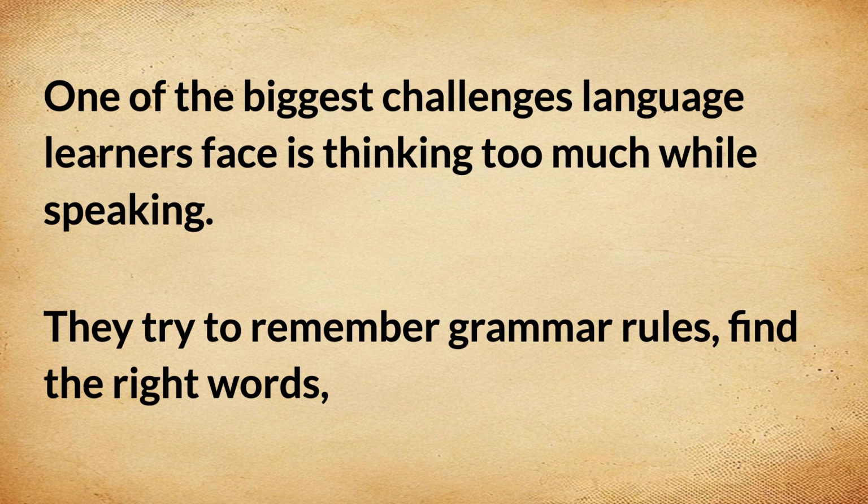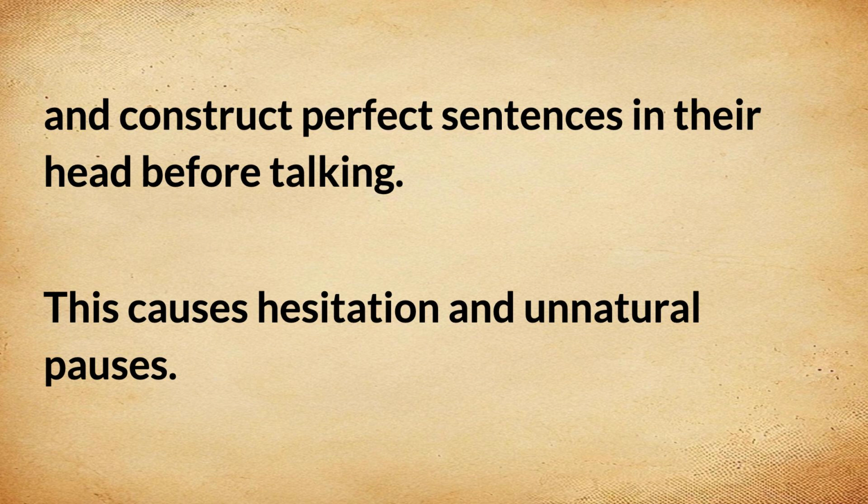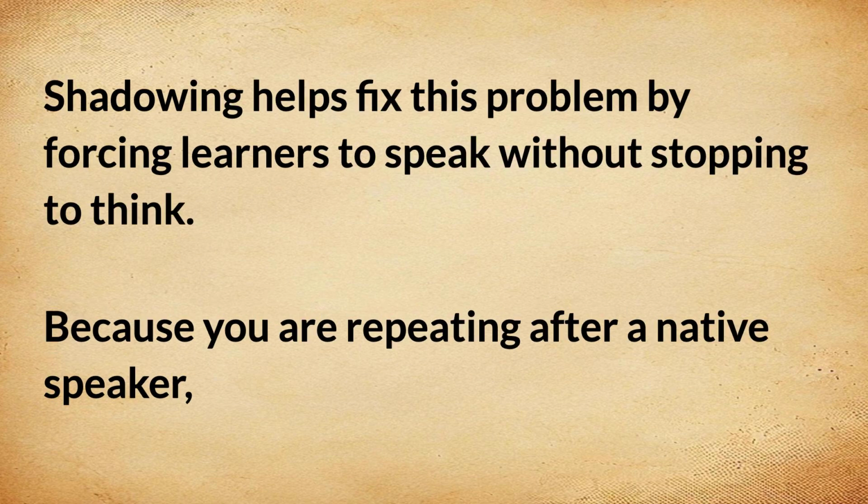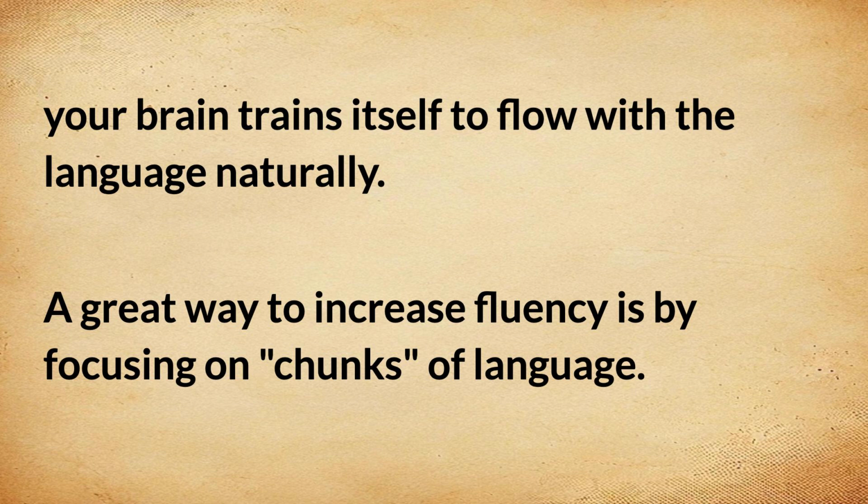One of the biggest challenges language learners face is thinking too much while speaking. They try to remember grammar rules, find the right words, and construct perfect sentences in their head before talking. This causes hesitation and unnatural pauses. Shadowing helps fix this problem by forcing learners to speak without stopping to think. Because you are repeating after a native speaker, your brain trains itself to flow with the language naturally.